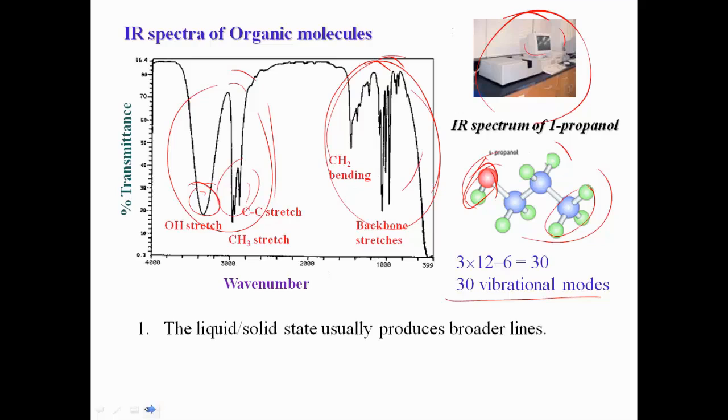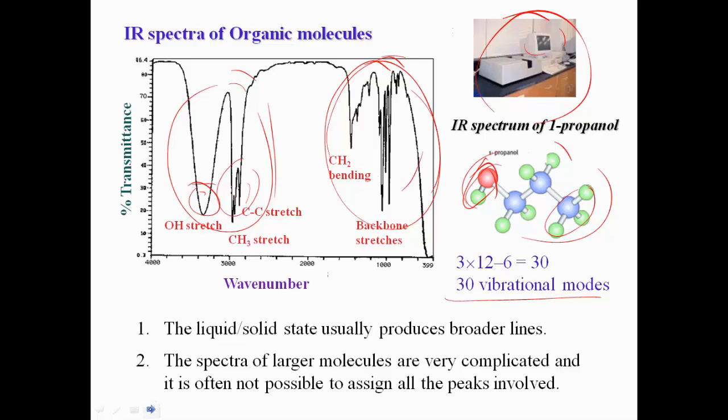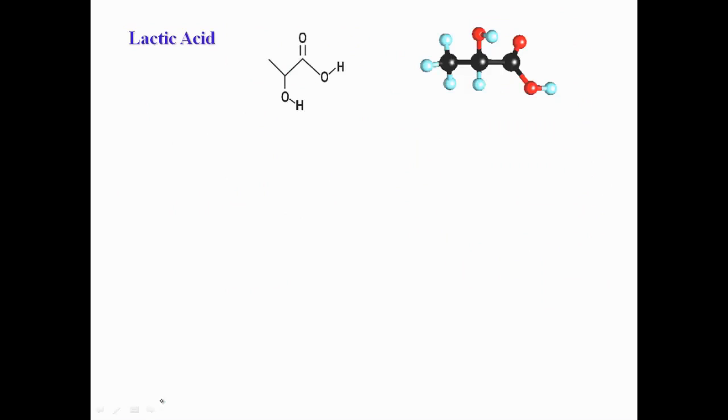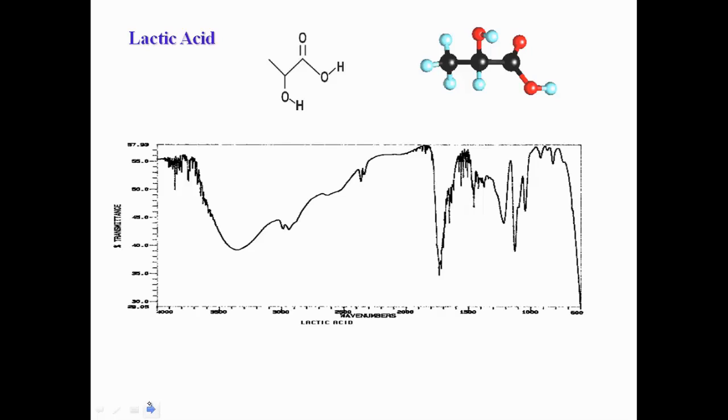So again, this is a liquid state spectrum, so as you can see, it gets a bit messier than the gas phase, but of course this is what we're more interested in. So we have to deal with that. And again, the spectra of larger molecules can be very difficult because you can't assign all the theoretically predicted modes. So here we have lactic acid, which you should know about. This builds up in your muscles when you haven't got enough oxygen to break it down all the way to carbon dioxide. And this is the infrared spectrum of this molecule.